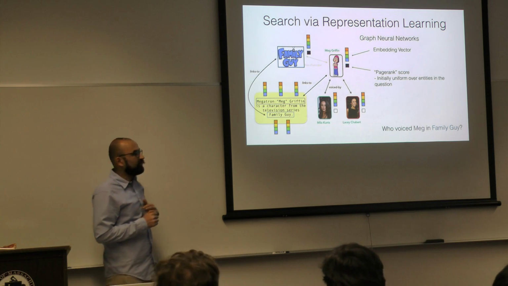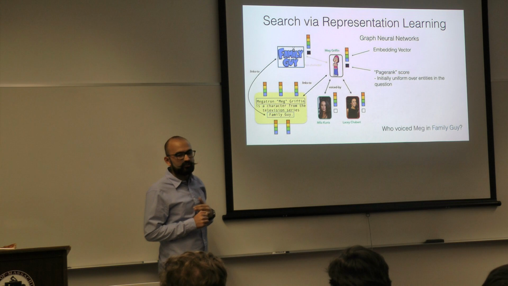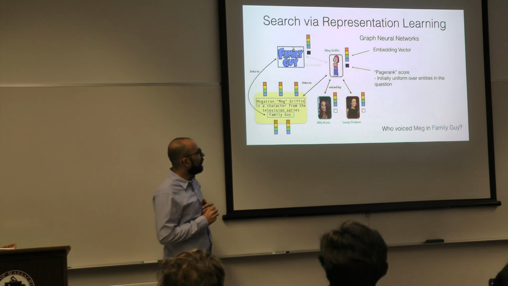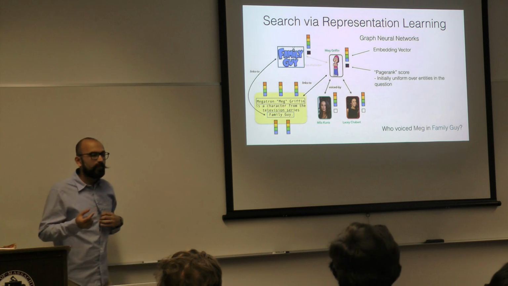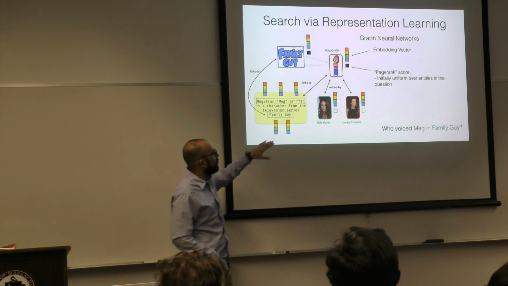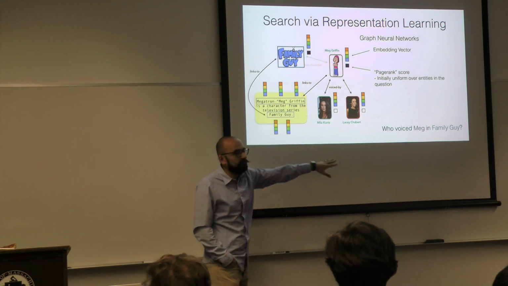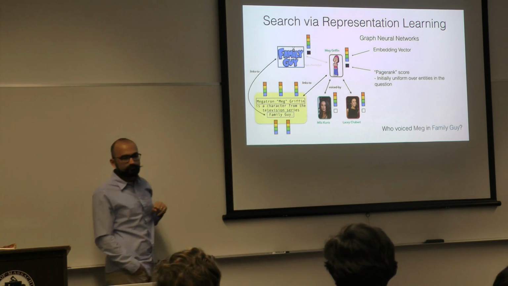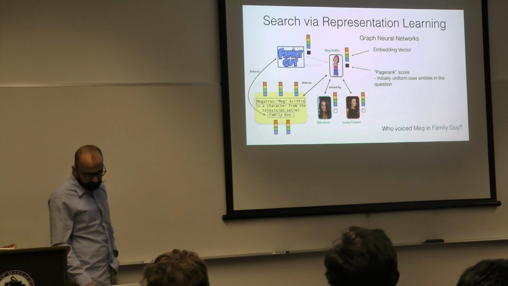model, I'm going to introduce what I'm going to call a PageRank score for each node in the graph, which is really just a scalar score associated with each node. Initially, I'm going to start by making it uniform across the entities which are mentioned in my question. So in this case, Meg Griffin and Family Guy.